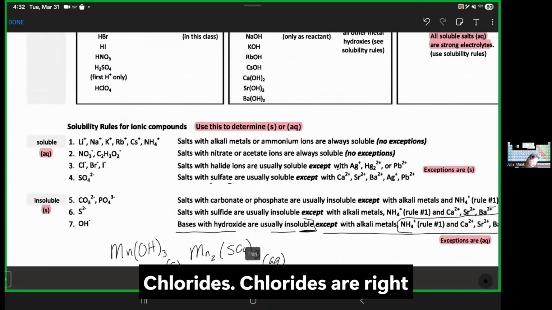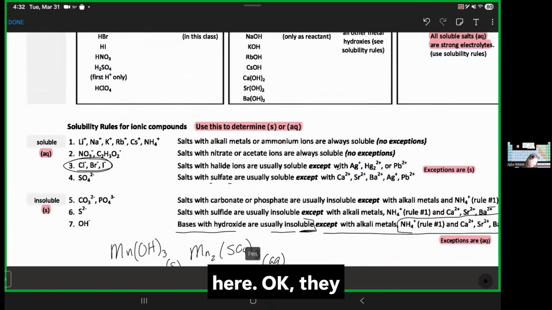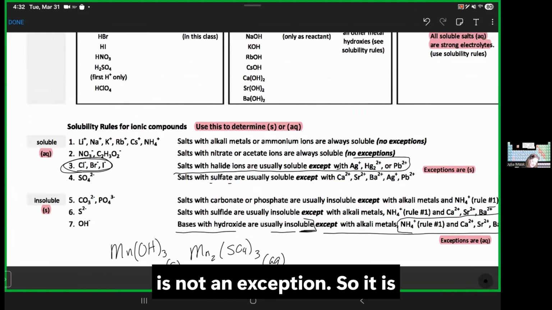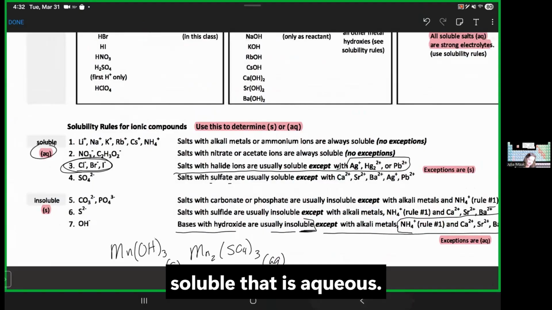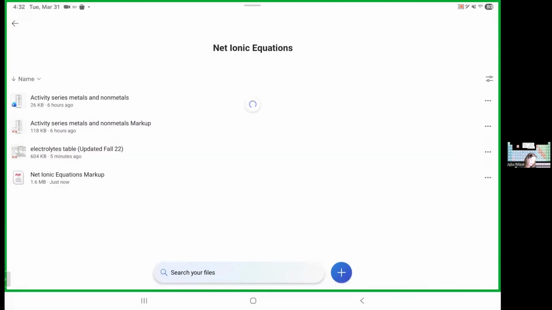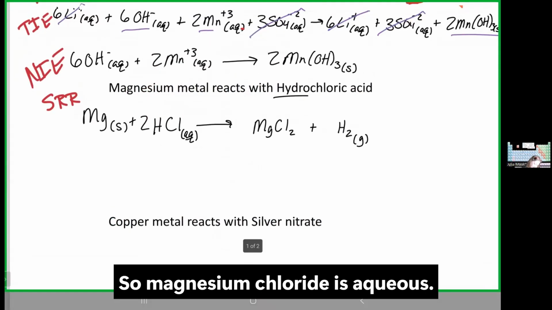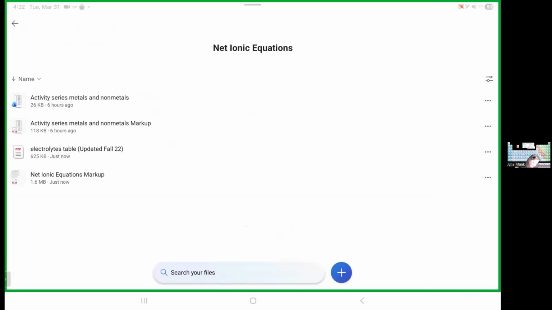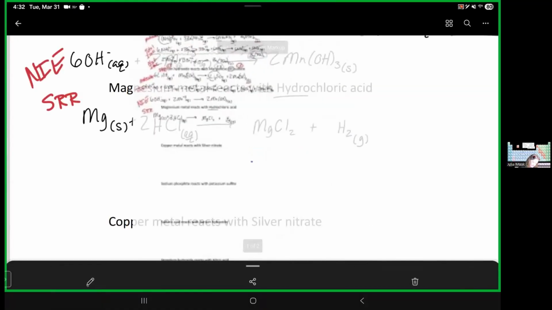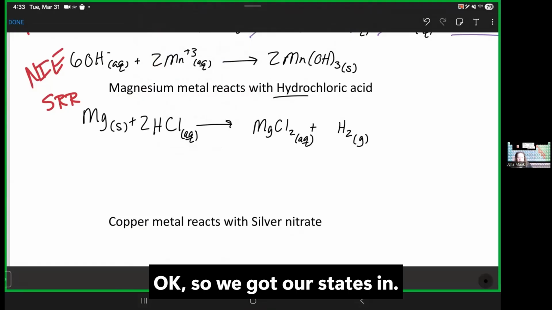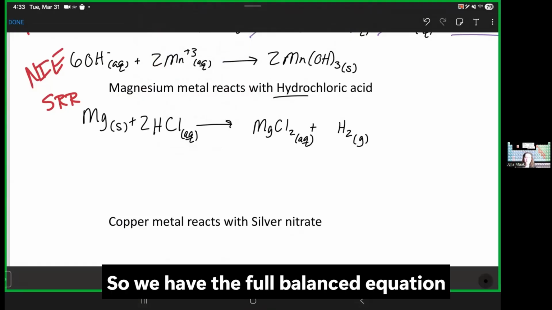And then that magnesium chloride, if we go to our electrolytes, we are looking at chlorides. Chlorides are right here. They are generally soluble, and magnesium is not an exception, so it is soluble. That is aqueous. So magnesium chloride is aqueous. Okay, so we got our states in, so we have the full balanced equation now.